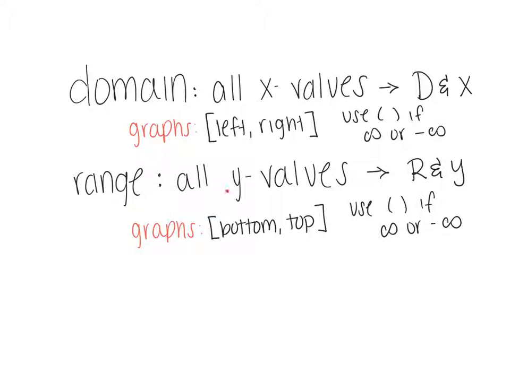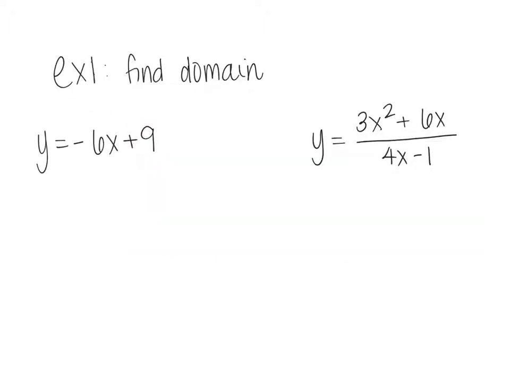Range is your set of all y values, so range goes with y. With your graphs, because it's the y values, you're going to go the bottom to the top, get brackets if it's numbers. If it's infinity or negative infinity, you get parentheses. So let's do some examples.